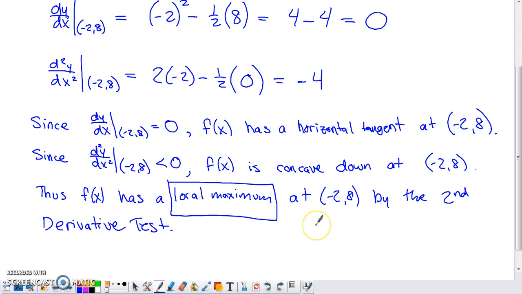So we usually like to use the first derivative test, and in this case the second derivative test was really our only option based on us sitting at the end of AP Calc BC.